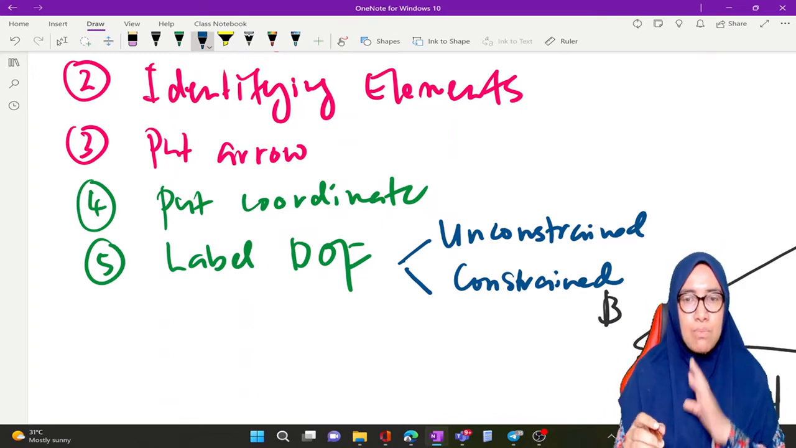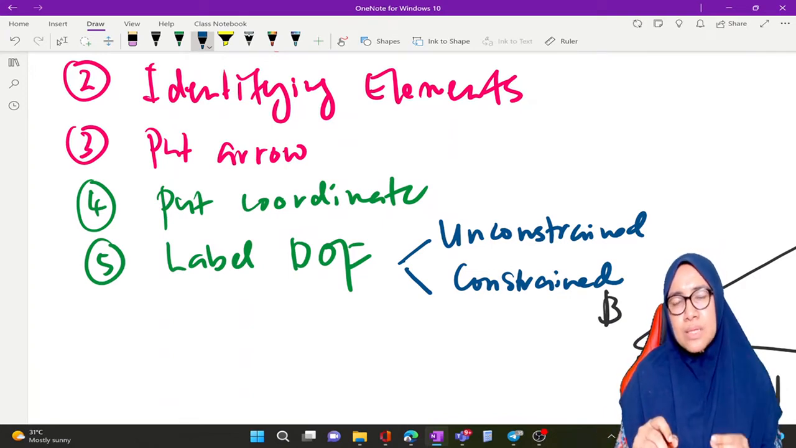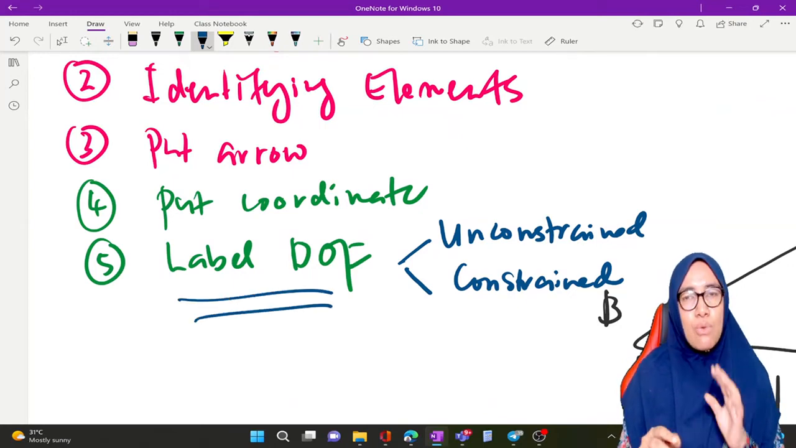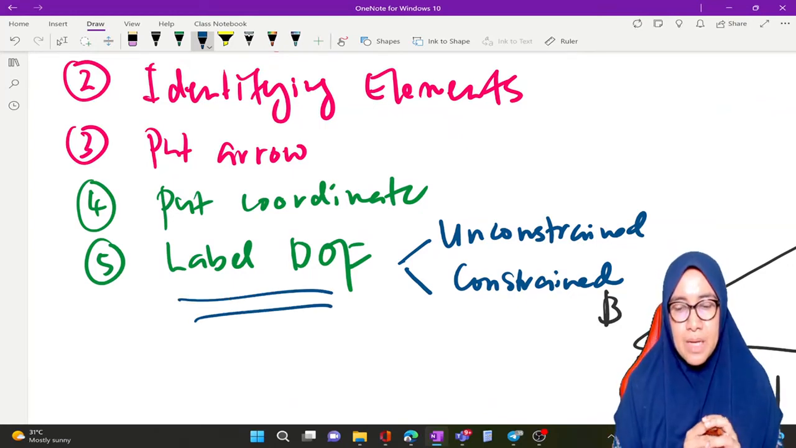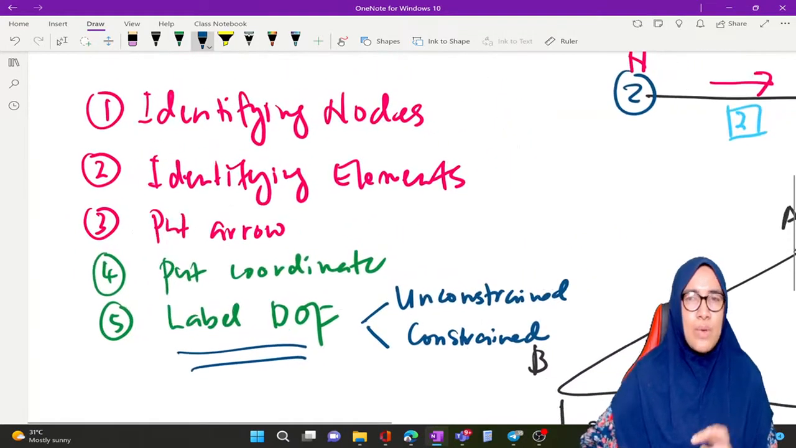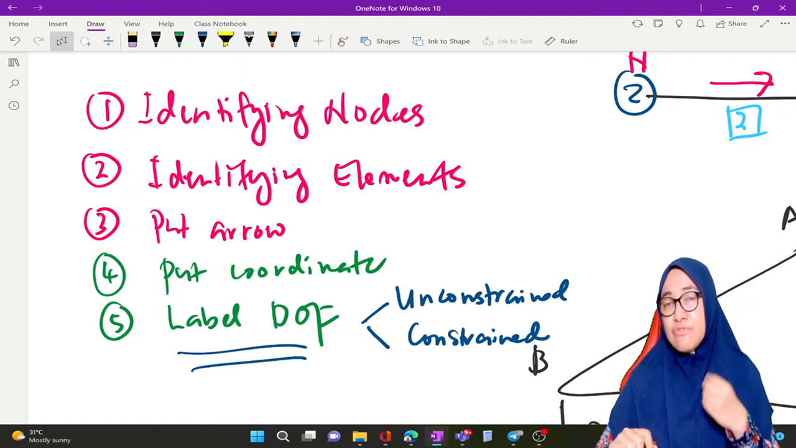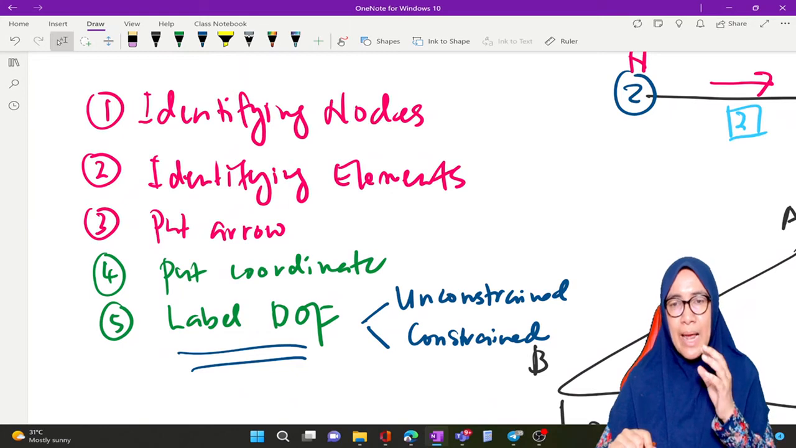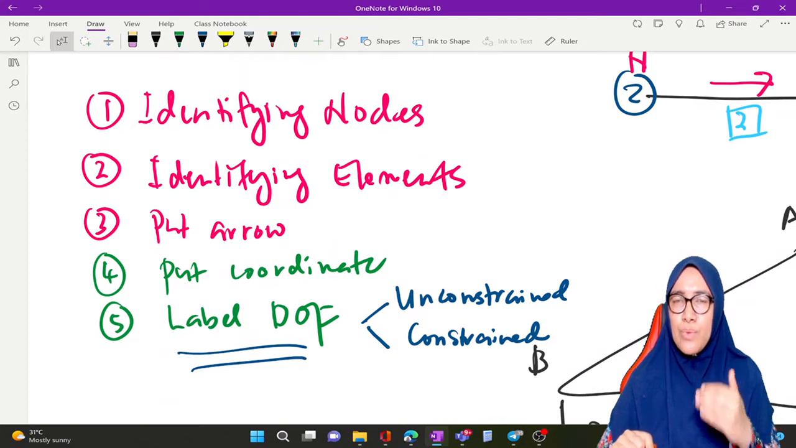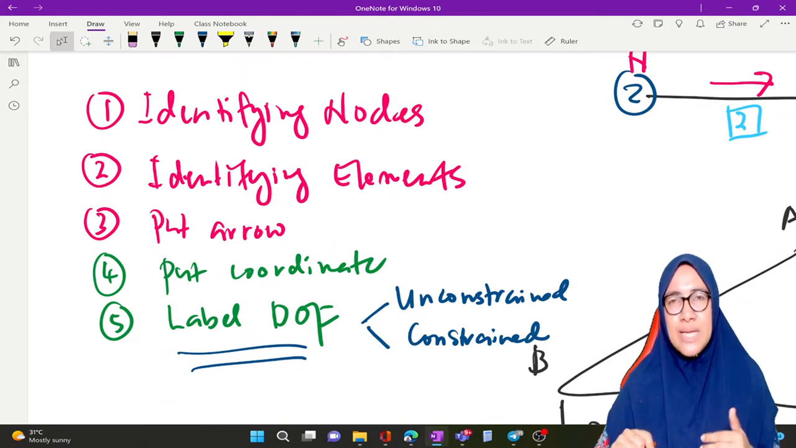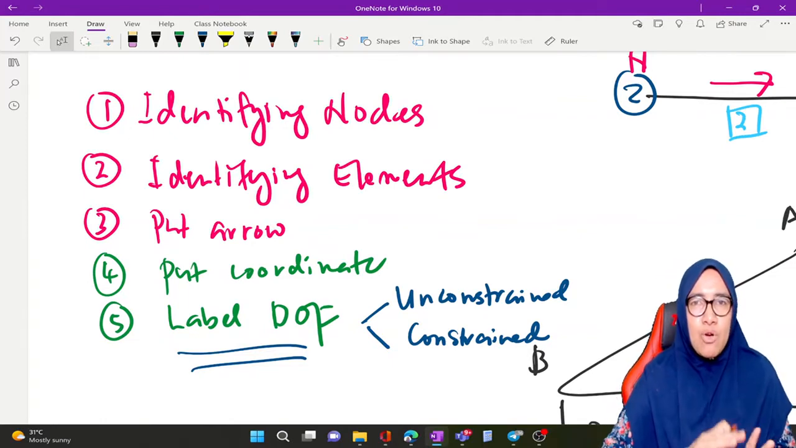This is the most important part, so always remember this step. All these 5 steps must be put in the diagram. It is called the free body diagram for the structure when we want to analyze the structure using the stiffness matrix method. I hope you are clear about this.